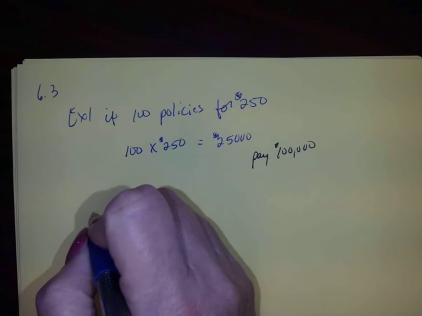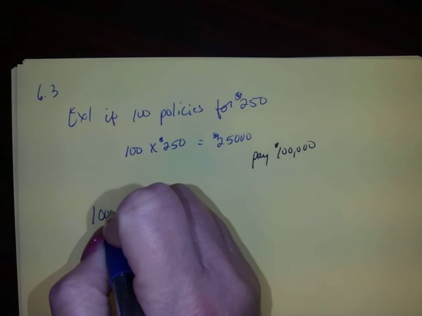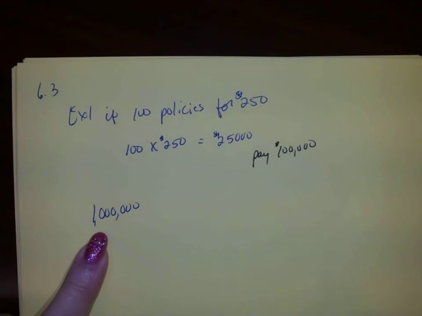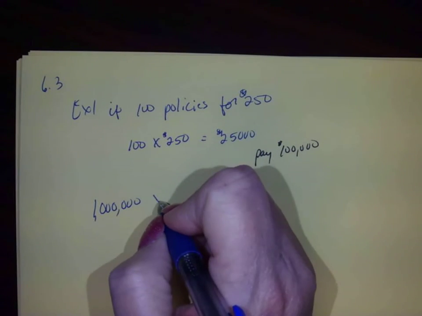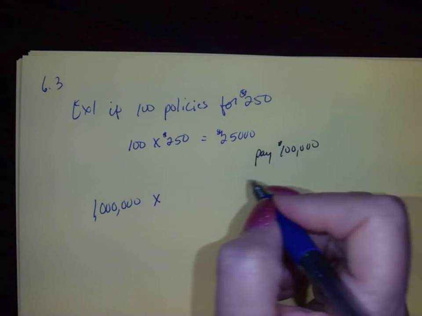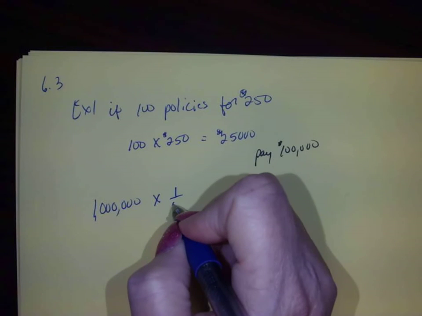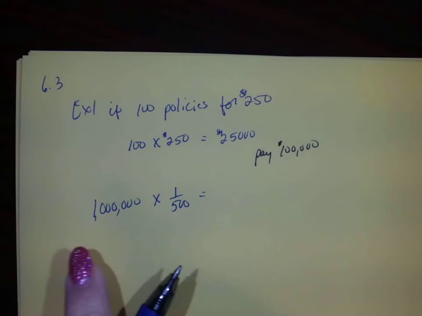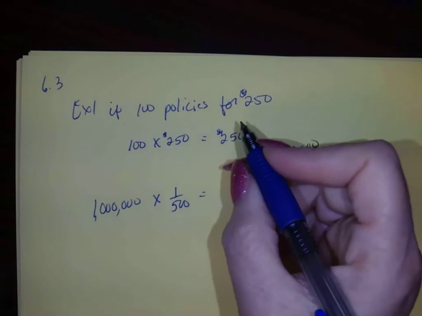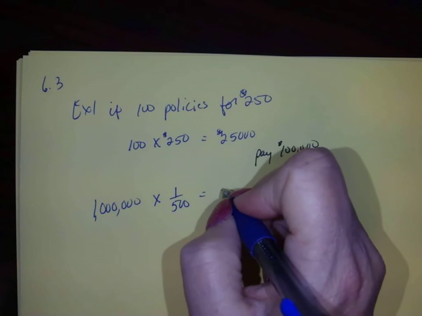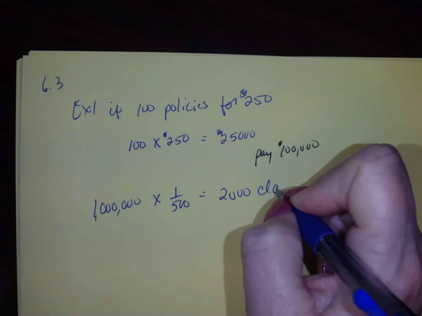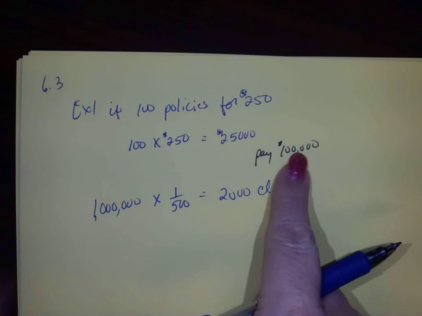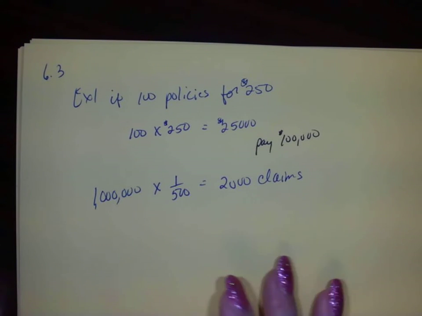So if we say that they have 1 million policies, and the chance of paying out one of those claims is 1 out of 500, that's basically $1 million divided by 500, or put it in your calculator, 2,000 claims. Out of 1 million, they're going to get 2,000 claims because people bought the insurance.